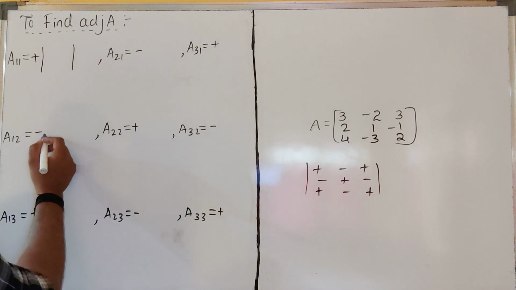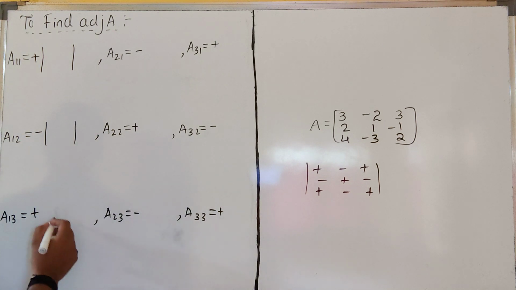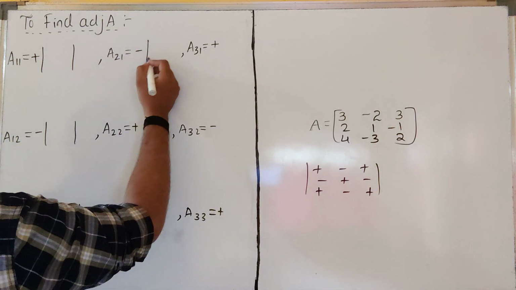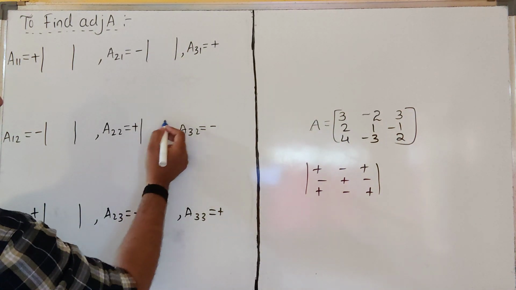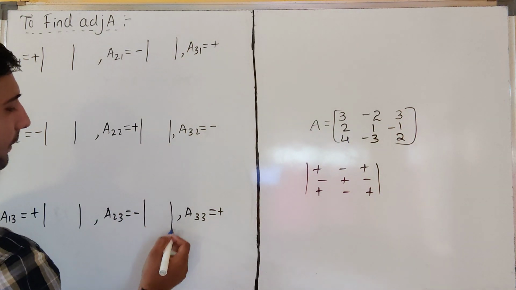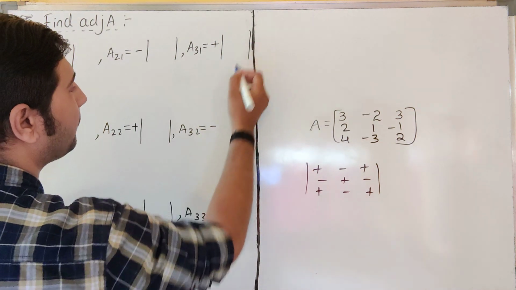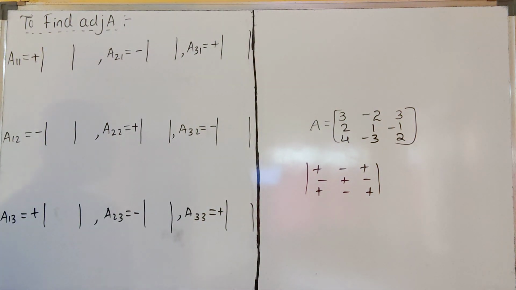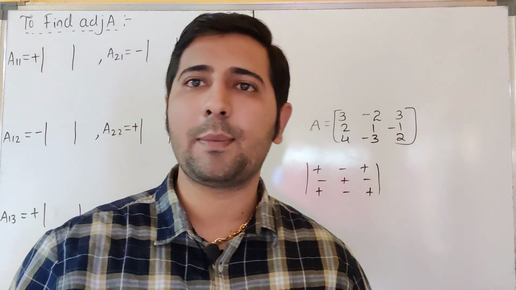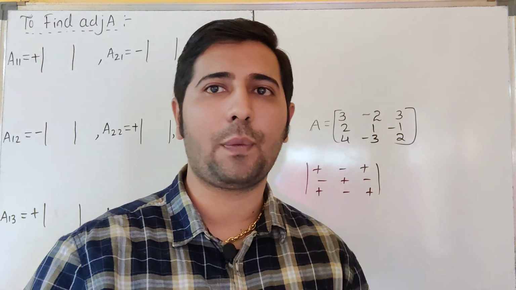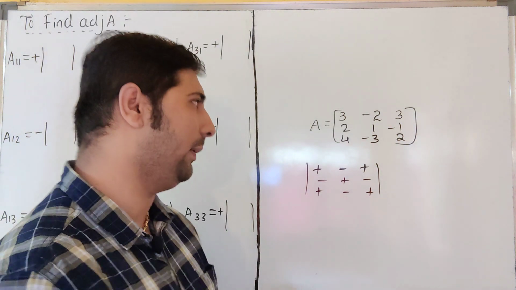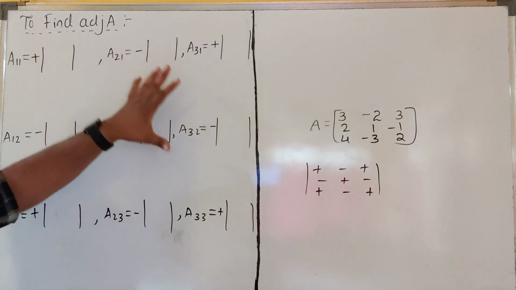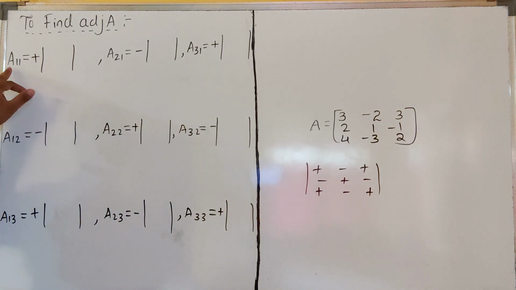See here, we are writing determinants, dear students. Please try to understand and write. Whatever strikes on your mind, don't write. Determinants we are writing. We have written determinants. So this is the arrangement for finding adjoint of A. Now how we will find, you see here. So A11, I have to find A11. These are cofactors, as we say in maths.